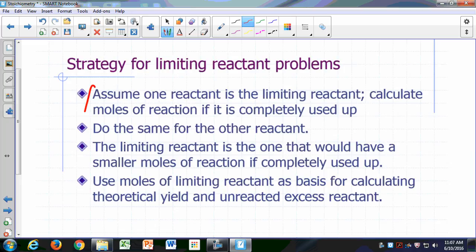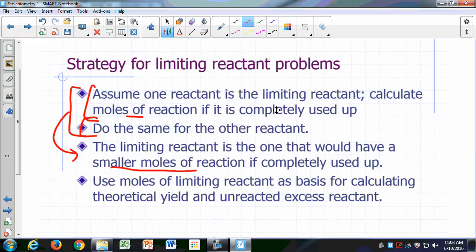You can assume one reactant is the limiting reactant and then just calculate the moles of reaction if it is completely used up. And then you do the same thing for the other reactant. Okay, you don't do any further calculations just yet. Based on these two results, you can figure out what the limiting reactant is right away. That's the one that would give you the smaller moles of reaction if completely used up, because by the time you get the smaller amount of moles of reaction, then you know that one reactant is gone, and so your reaction has to stop.